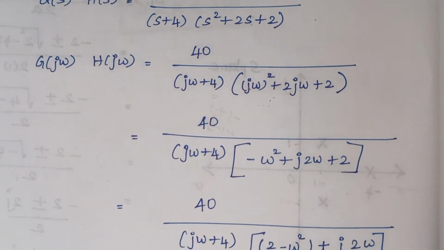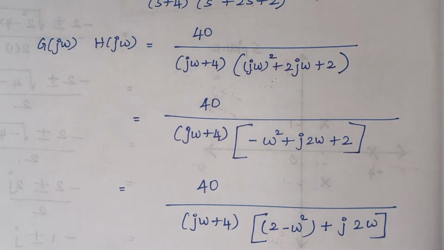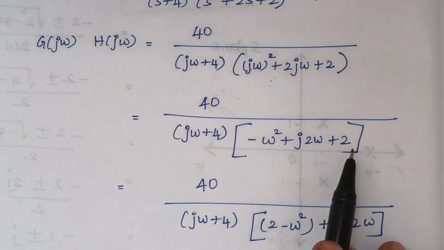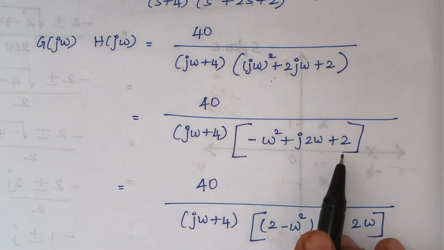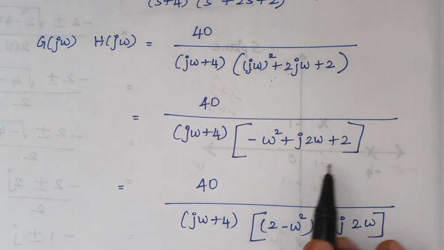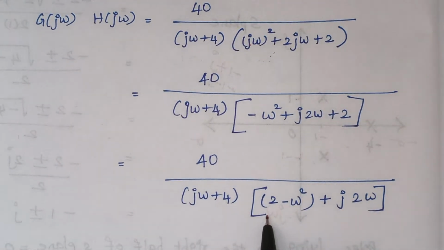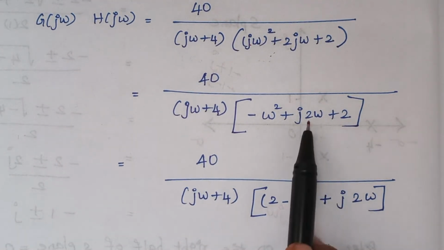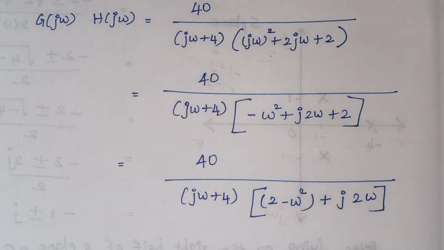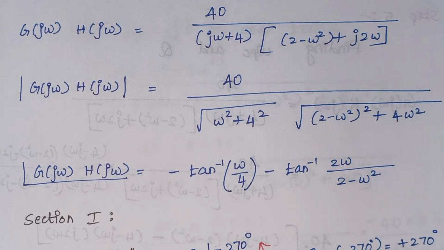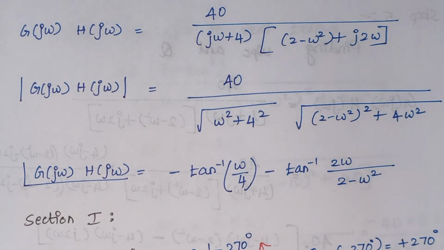The next step, again, is combining the real terms together and the imaginary terms together. Here, in this case, the real terms are minus omega square and plus 2, right? So when you combine, we have 2 minus omega square, plus j 2 omega. Now we are going to write the expression for magnitude as well as phase angle.